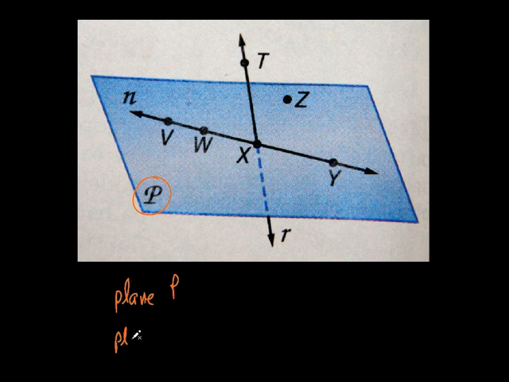Well, we could name it plane, let's see, how about V? And what other one? Let's use W. And you're like, okay, well, wait a minute. Those lie on the same line. But as long as we pick the third one that doesn't lie on that same line, we're good to go. So I could call it VW, let's say Z. And that's really the only option. VWZ. It's the only other option for that third point.